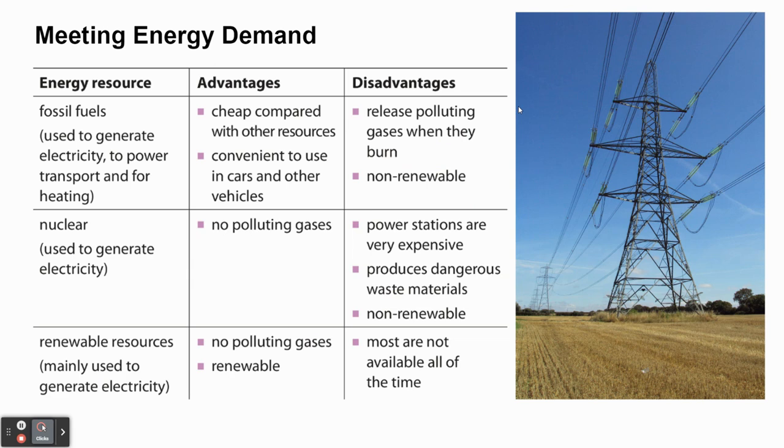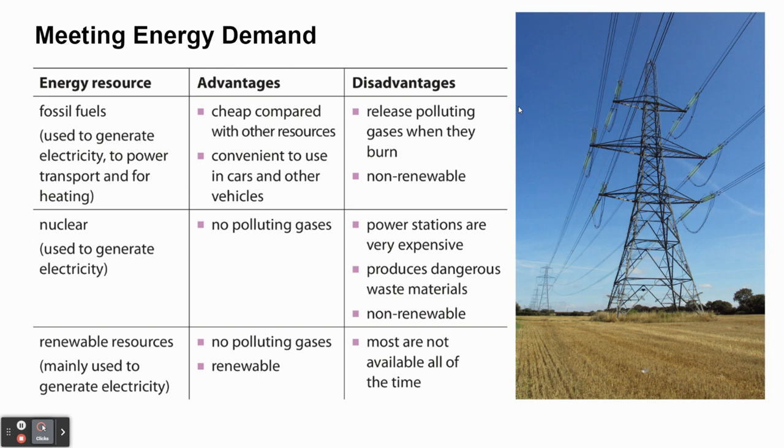One of the main areas to look at here is meeting energy demand. We can't rely on one resource to meet all our energy needs. Decisions need to be made. You'll have heard a lot about advantages and disadvantages of each energy resource, just to pick out the main ones. Fossil fuels, they might be convenient to use, but they release polluting gases when they burn, such as carbon dioxide, which leads to climate change. And they're non-renewable.